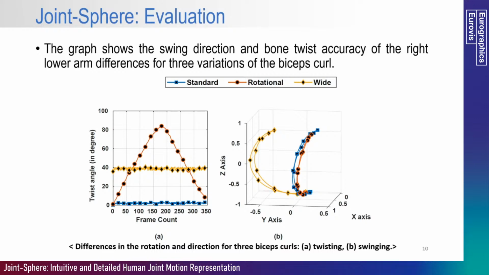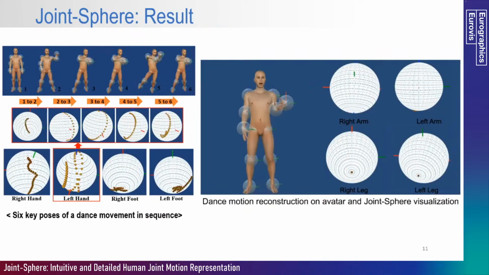In figure A, we can observe that the twist angle for the standard and wide bicep curls is constant until the end, whereas the twist angle increases gradually from 0 to 90 degrees in the case of the rotational bicep curl. Likewise, the swing results of the 3 variations of bicep curls shown in figure B reveal that the direction of swing in the wide bicep curl is different from the other 2 variations.